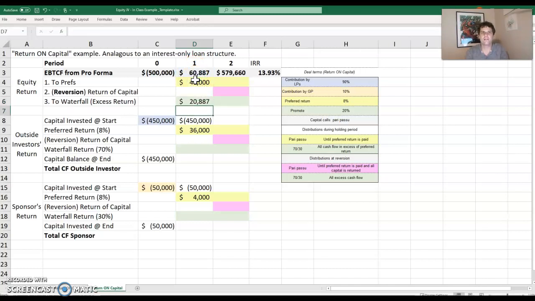So that $20,887 is not distributed pari passu, it's distributed with the promote. So the outside investors would get a demote, or only 70% of this waterfall. The sponsor receives 30% of that waterfall.